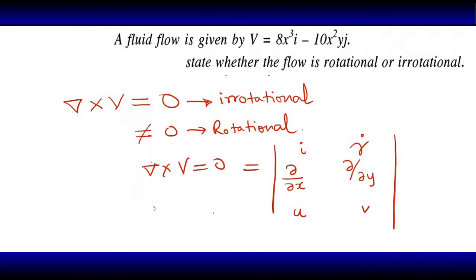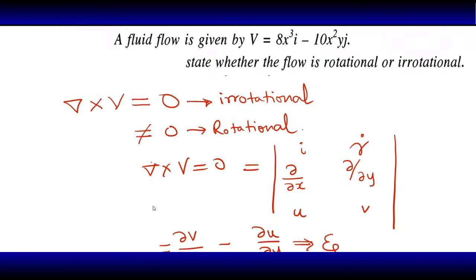Okay, the same thing you will get: dou v by dou x minus dou u by dou y. You will get the same thing, isn't it? Yeah. That's equal to what is given. Yes. Okay.